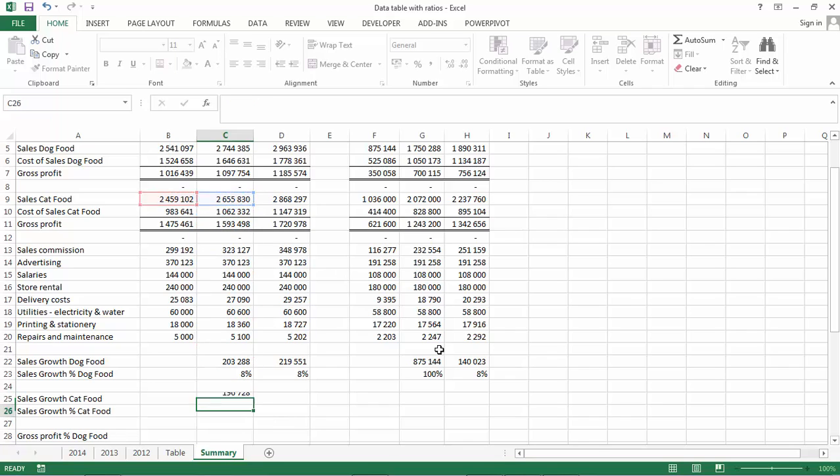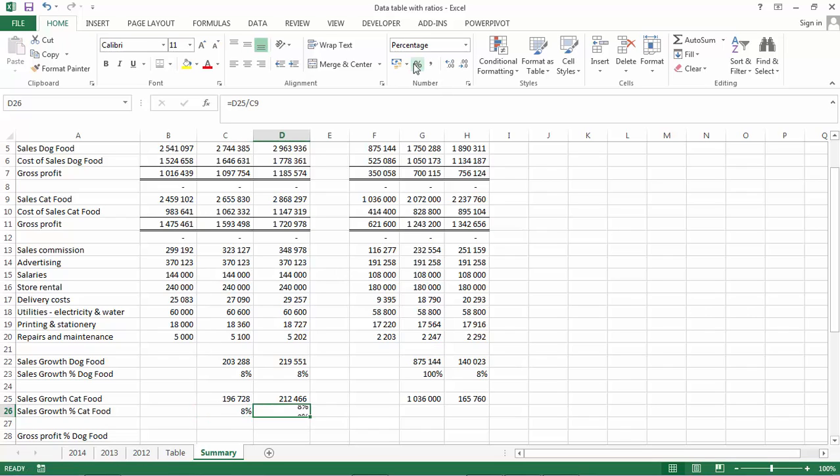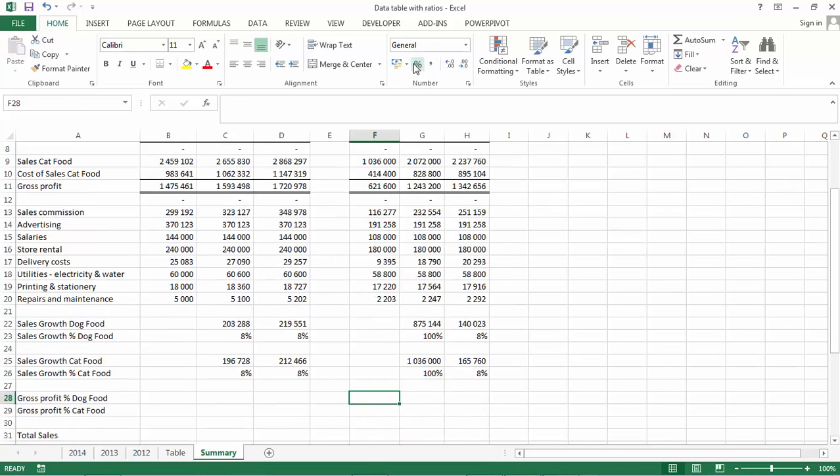To do sales growth for cat food, it's the same thing again. This year's sales minus last year's. And our percentage growth is going to be our growth divided by last year's sales. Change the format to percent and copy that across. And we see the same pattern again. Cat food grew by 100% in branch B in the second year.